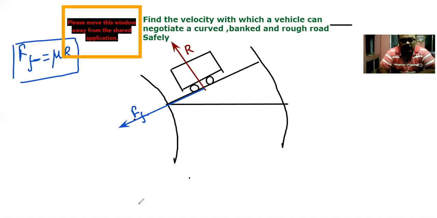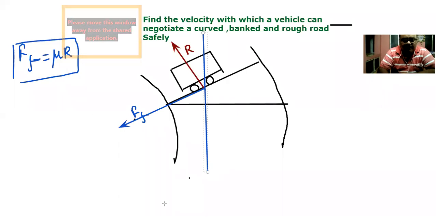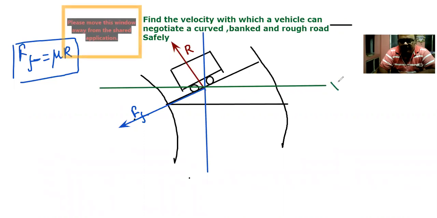Now I will draw the axes. This is my y axis, the vertical axis, and this is my x axis, the horizontal axis. So these are the two axes.